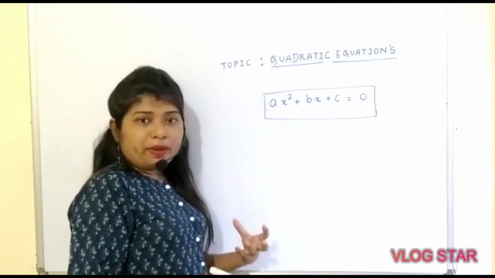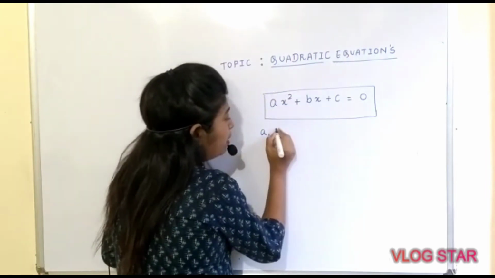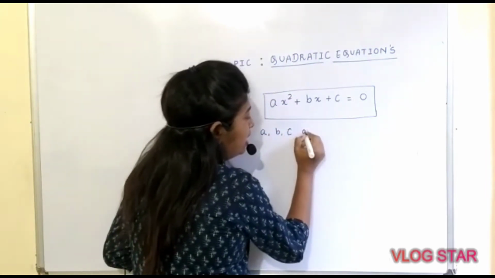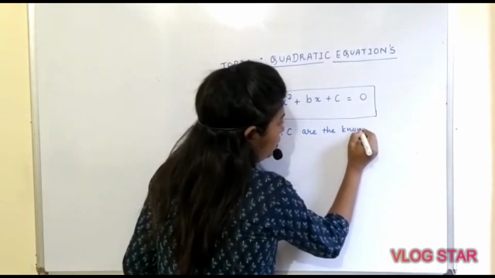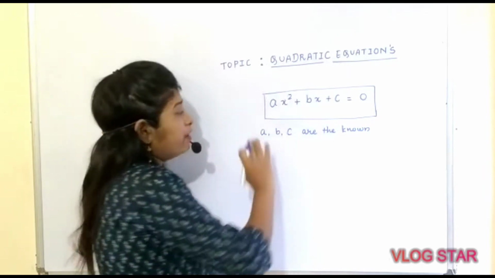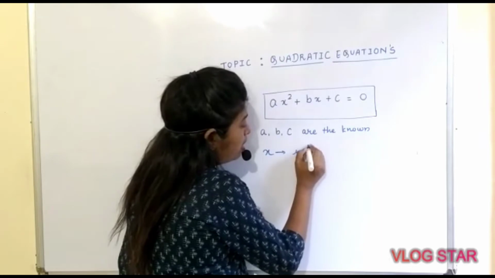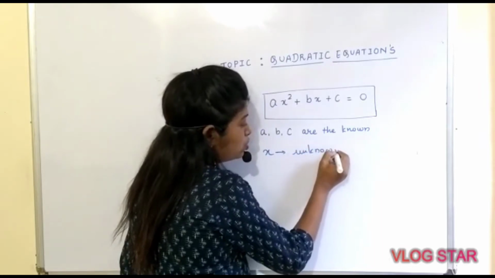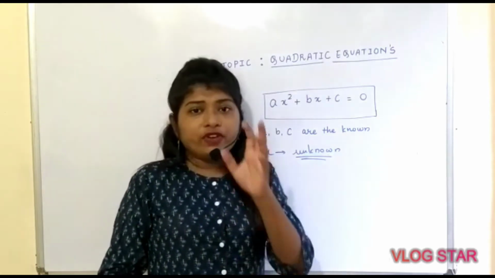So what you need to remember, in this particular equation, a, b and c are the known terms. The values of a, b and c will be given to us. With the help of these we have to calculate the unknown value. So in this case we have to calculate the value of x.